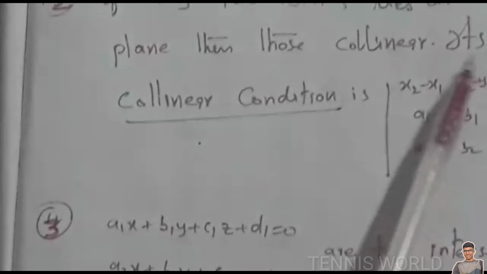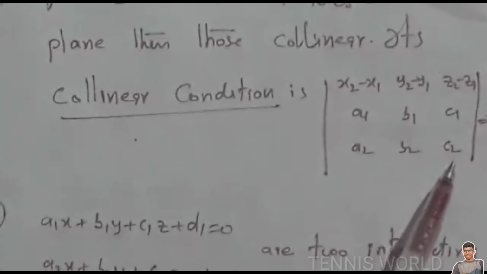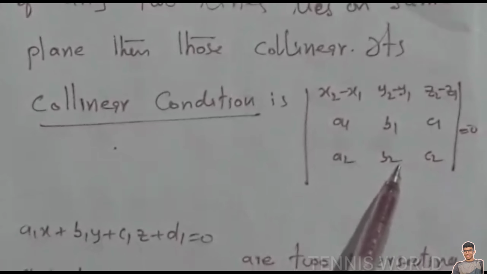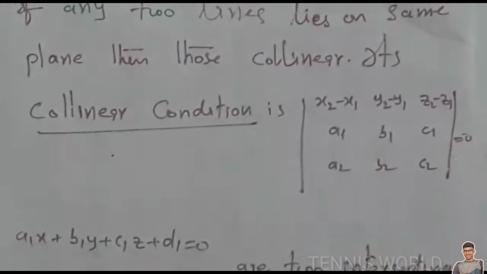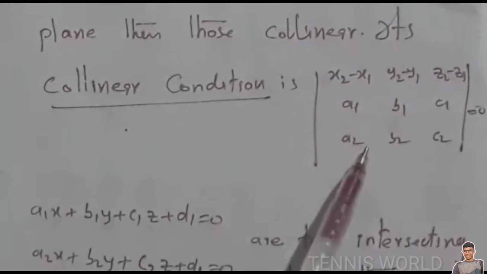So whenever you keep all these values and apply the determinant concept, if you get the answer 0, then we can say that the given two lines are collinear lines. This is the second formula.